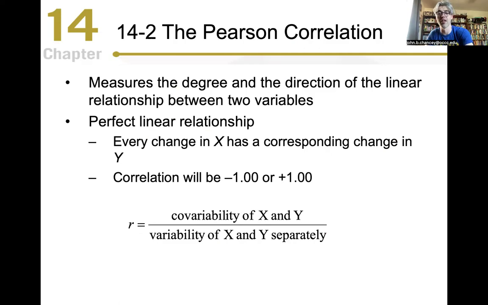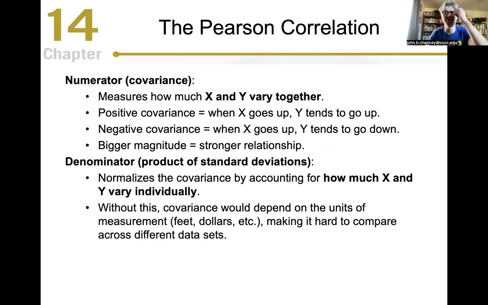They're changing together, they're varying together. And so here's just another way of breaking that down. The numerator is looking at covariance. So how much do X and Y vary together? If it's positive covariance, X and Y go up together. If it's negative, when X goes up, Y goes down, or vice versa.